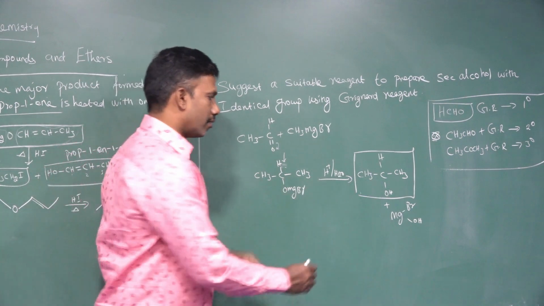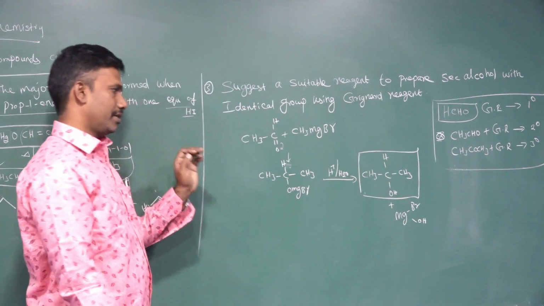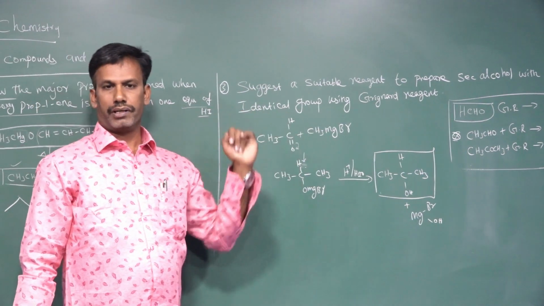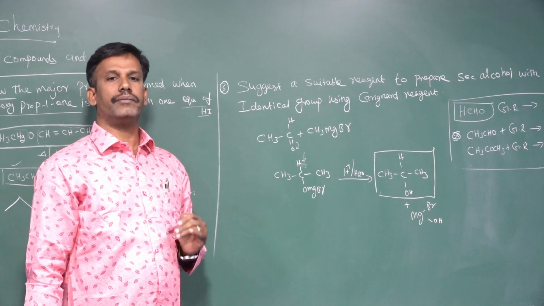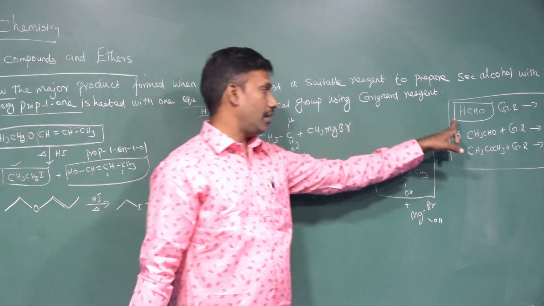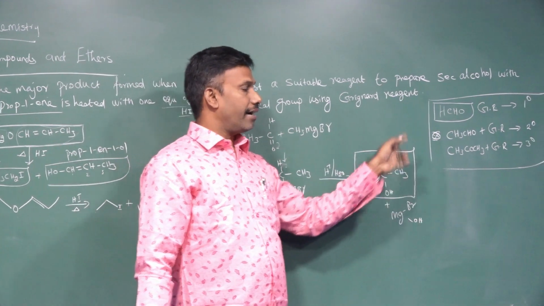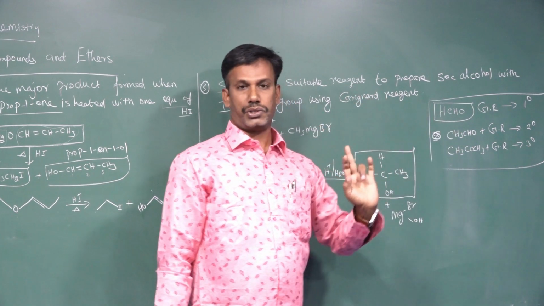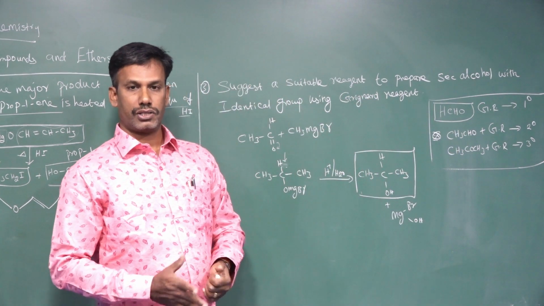How is it called a secondary alcohol? 1, 2, 3, on the secondary carbon the OH group is 2-propanol. 2-propanol is the secondary alcohol we have prepared. Now it is clear. If they ask the question for primary alcohol, you take formaldehyde. If they ask for a tertiary alcohol, you take acetone. Okay. Let us move on to the next question.